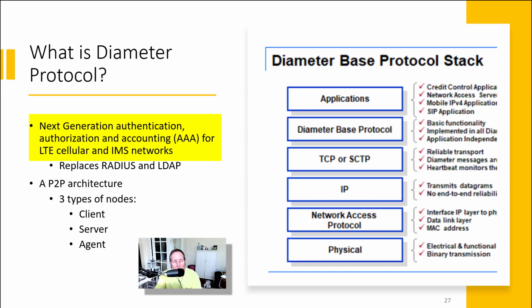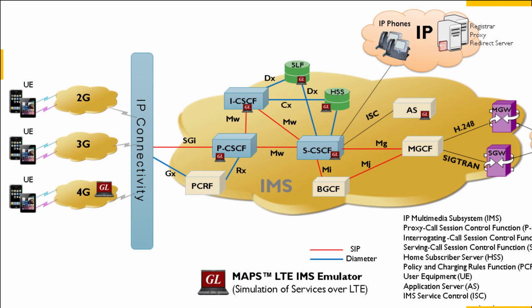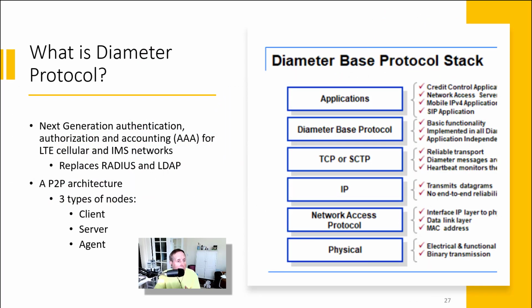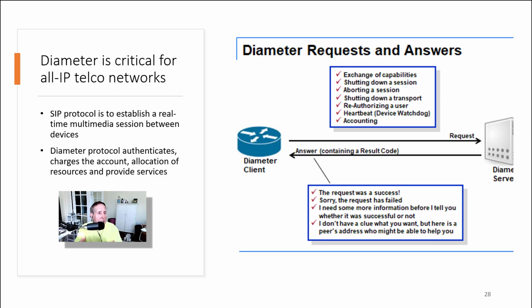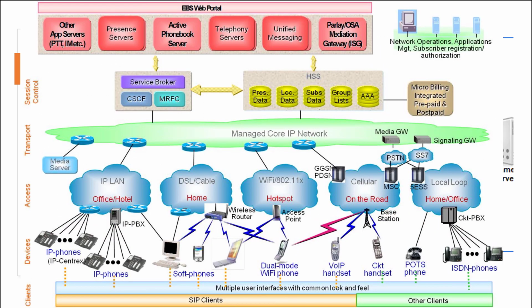Remember, there's a lot going on in cellular besides downloading something on your phone or having a phone call or texting. There's a lot in the cellular world that has to go in terms of authorization, accounting for what you're doing on their cell networks, and authentication. So all of that is tied into the Diameter Protocol. It's really replacing Radius and LDAP. It's a P2P architecture, has three types of nodes, client, server, and agent. It's not going away. It's part of 5G also. So any of the telecommunications networks that are all IP are using Diameter as their main protocol for AAA.